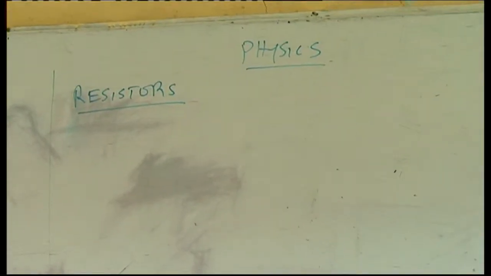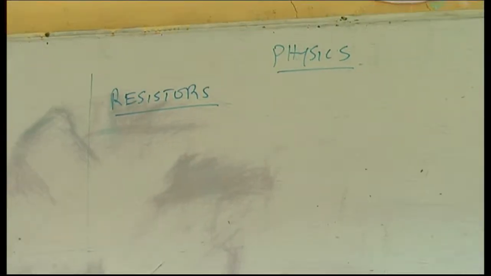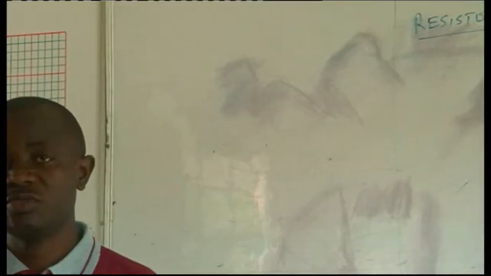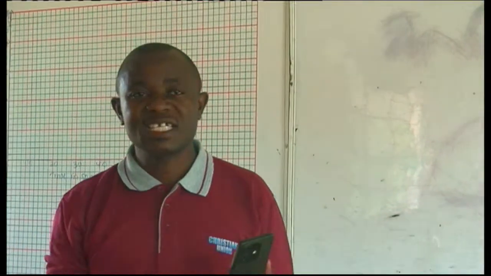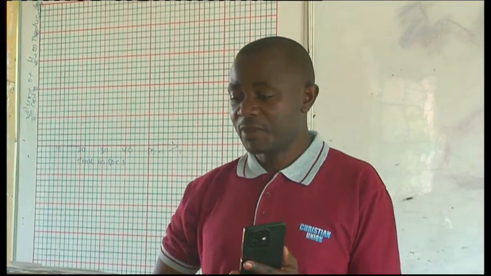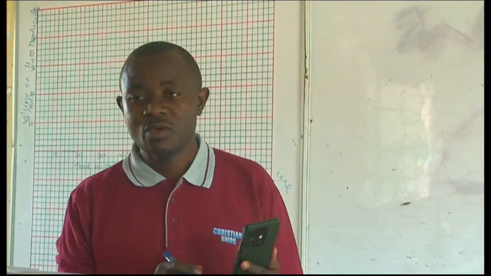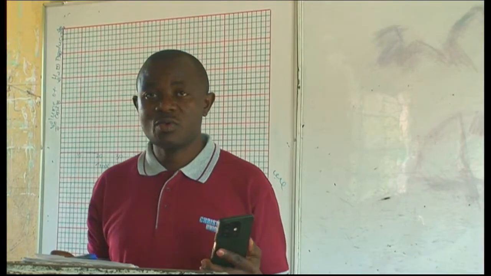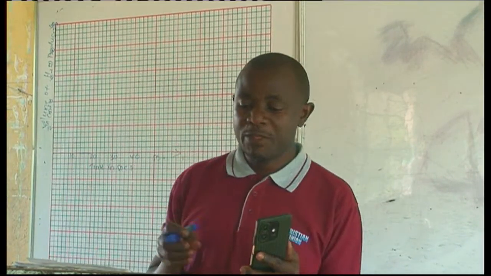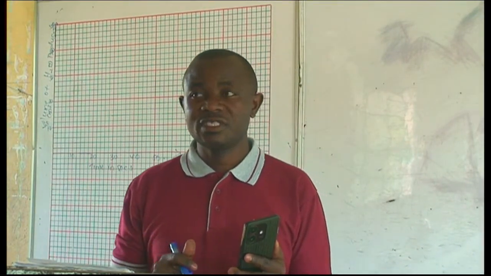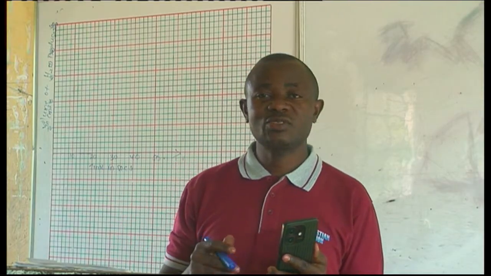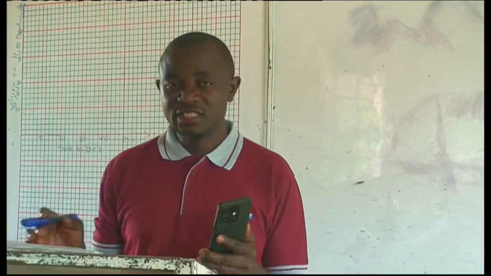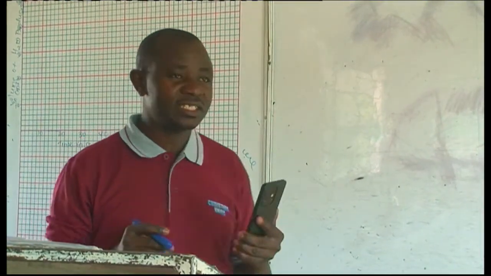Now, class, last time you were taught about resistance, electrical resistance, whereby you were told that this is the opposition that a conductor offers to the flow of current. And here today we want to talk about resistors.